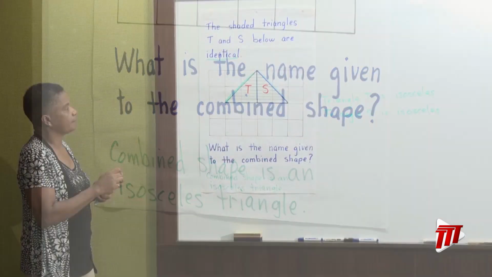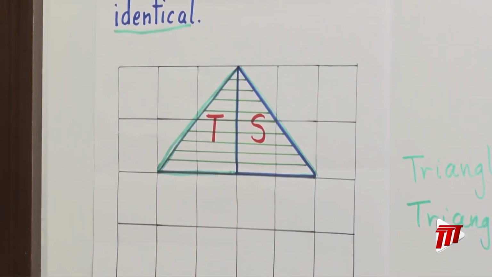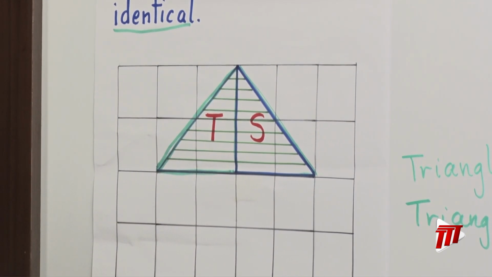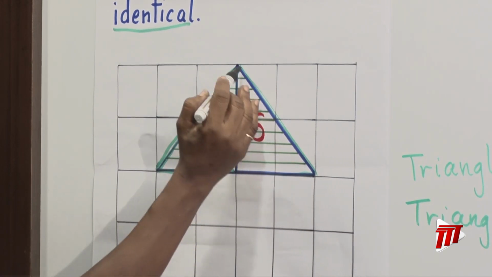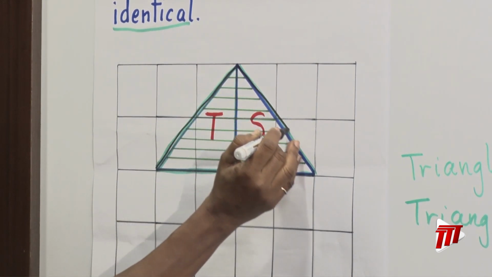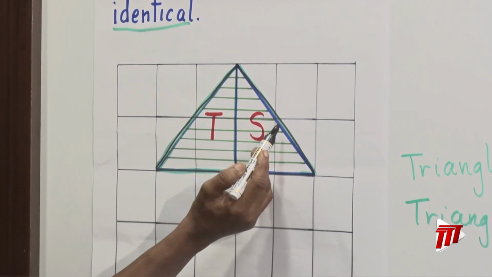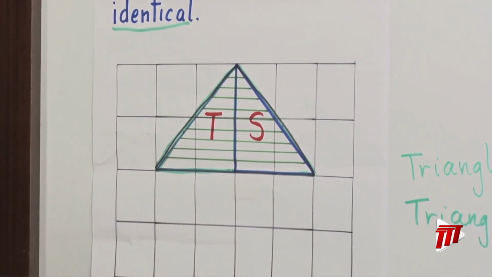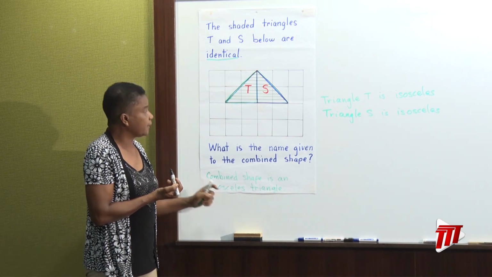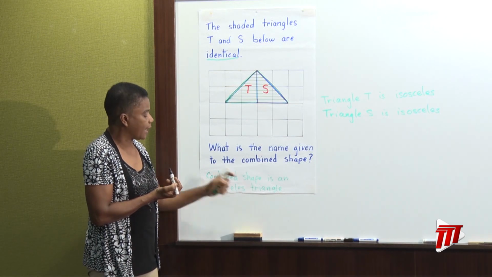Let's have a look at that again. Because triangle T is identical to triangle S, and triangle T is an isosceles triangle, triangle S will also be an isosceles triangle. Therefore, this side of triangle T is the same length as this side of triangle S. And because the triangle has 2 same length sides, we know any triangle with 2 sides equal is isosceles. Therefore, the combined shape will be an isosceles triangle.